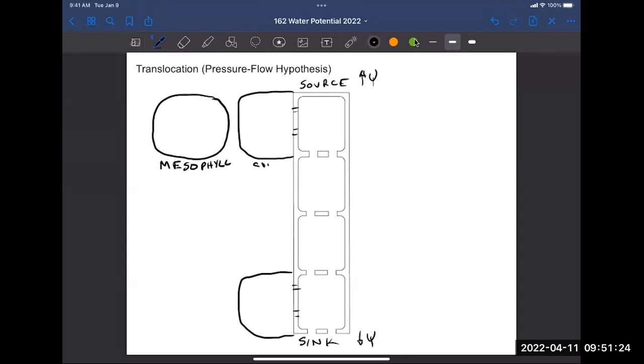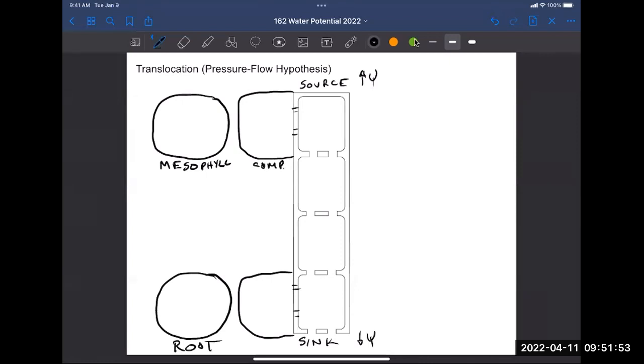Here's our companion cell. And a really good example of a sink, of course, would be a root cell, right? So the root cells, they need the sugars that the leaves are creating, but they can't photosynthesize on their own. So let's just draw a simple root cell down here as well. So here's a cell in the root. All right. So somehow we have to drive fluid from that source down towards the sink.